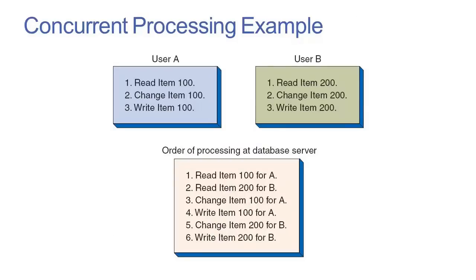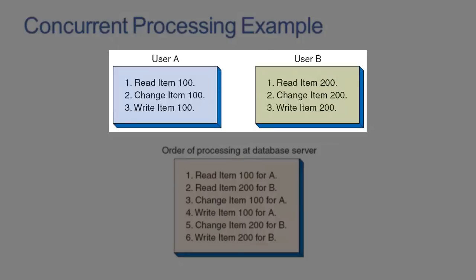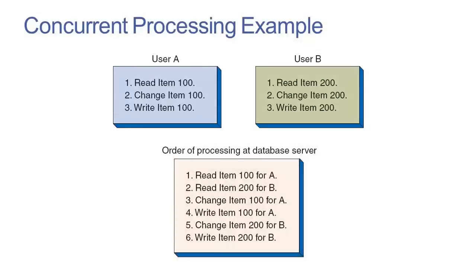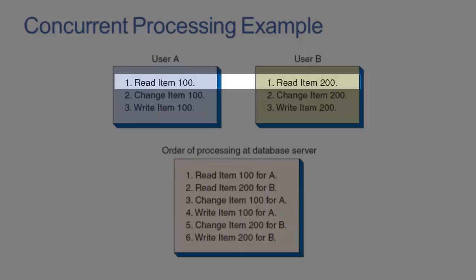Next, let's see an example of how a database server might handle a concurrent processing situation. So imagine that we have two users, A and B, both of whom are trying to access information simultaneously in our item table. So user A makes a request to read information related to item 100, while at the same time user B makes a request to read information related to item 200.